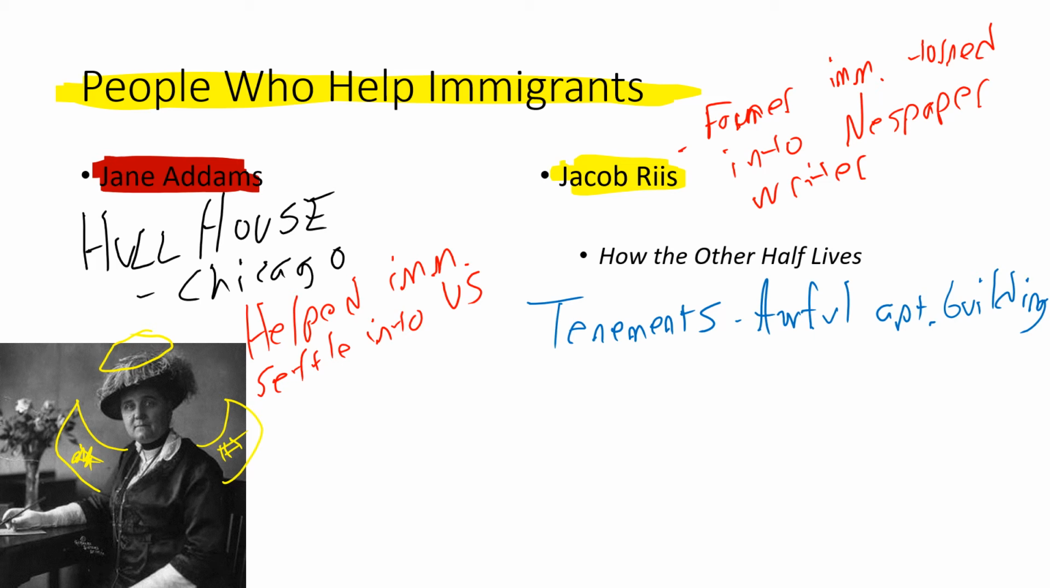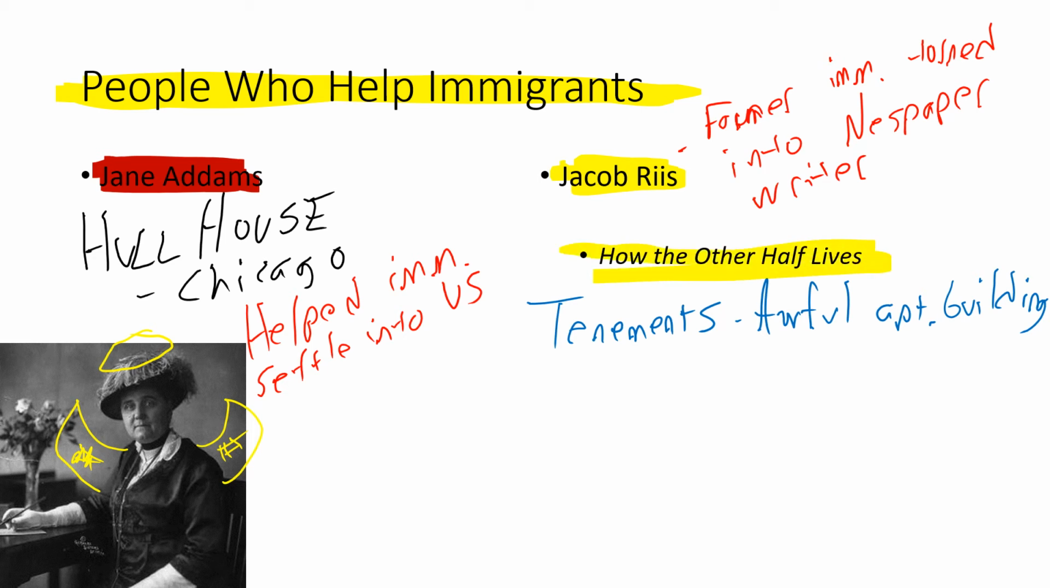They had no running water. They have no toilets. They have no trash pickup. They're gross. And so Jacob Riis goes, I need to do something about this. I need to go and document these tenements and tell the stories of the tenements. So he does that. He goes to the tenements. He takes pictures. He interviews people. And he is going to write this book, and his book is called How the Other Half Lives.